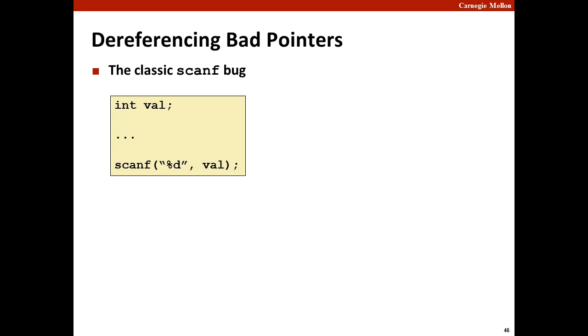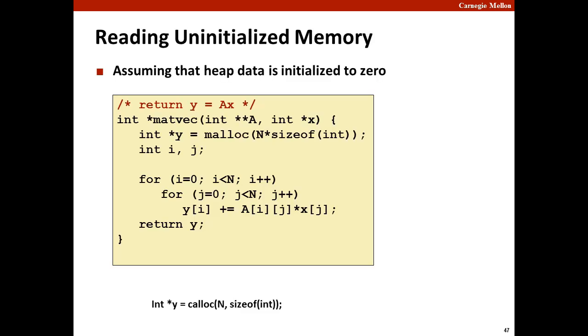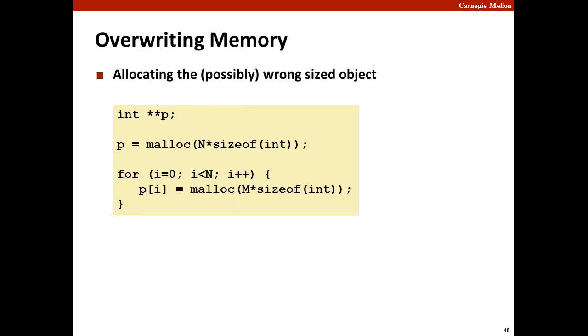And now you had a pointer into space, right? Maybe it worked for a while, maybe you got a segment fault. Pretty classic. Reading from uninitialized memory. So malloc doesn't zero anything. Don't assume it does. Use calloc if you care.